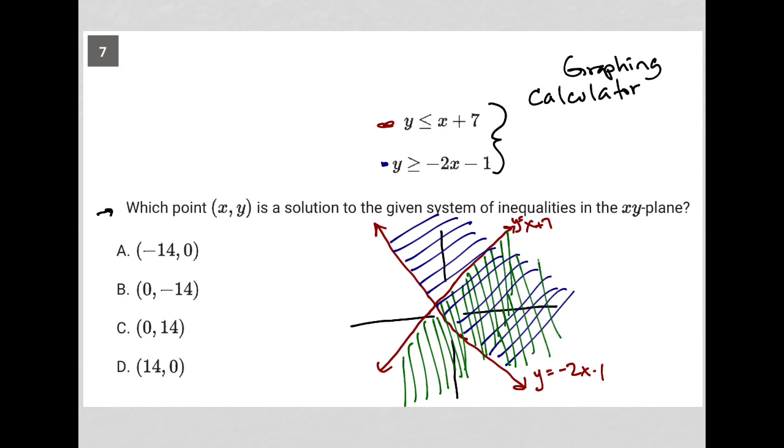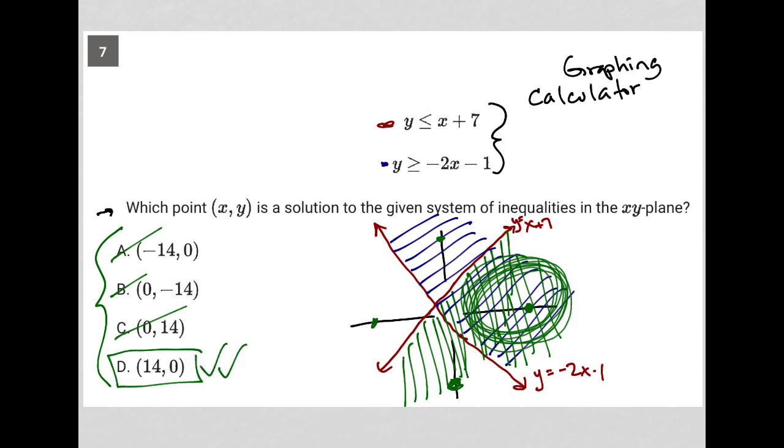So my responsibility basically to find the right answer is to determine which one of these answer choices is within the overlapped region here that now I'm drawing a circle in. So negative 14, 0, that's way over here, so that's not in there. 0, negative 14, that's way down here on the y-axis, so that's also not a part of it. 0, 14 is way up here at 14, so that's also not a part of it. But 14, 0 is definitely right in there, so that's why choice D is the correct answer.